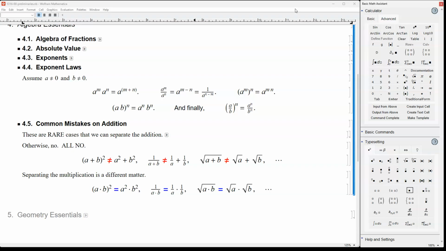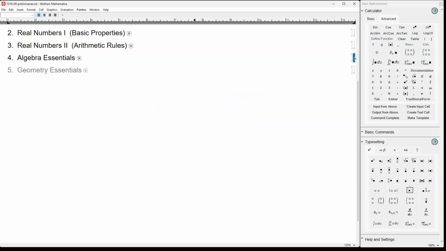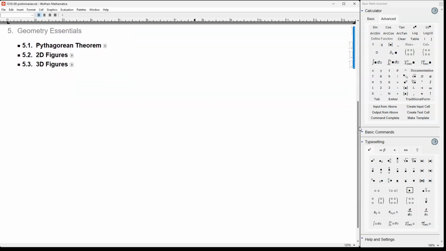Okay, all right, we have sufficient time, so let's go a bit further. All right, let's go to section 5. All right, exponent laws. All good? All right, let's go to section 5, some geometry essentials.